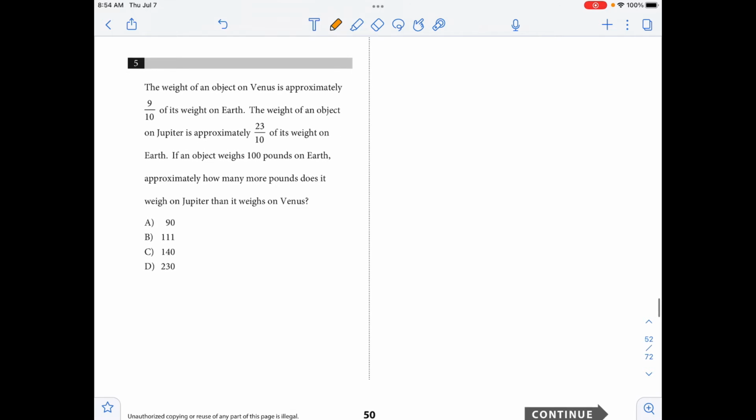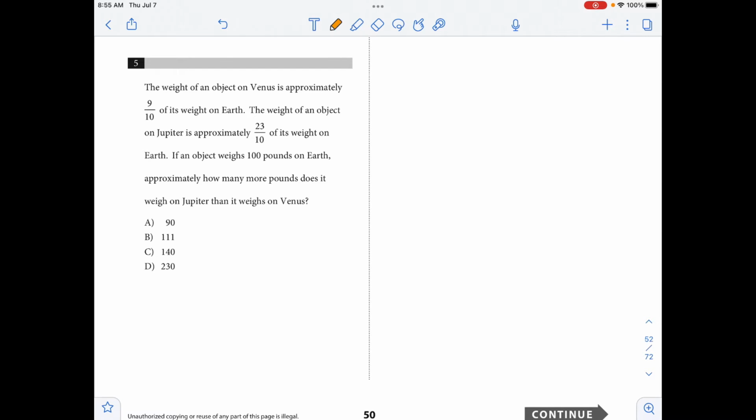Okay? Next one says, the weight of an object on Venus is approximately 9/10 of its weight on Earth. The weight of an object on Jupiter is approximately 23 over 10 of its weight on Earth. If an object weighs 100 pounds on Earth, approximately how many more pounds does it weigh on Jupiter than it weighs on Venus?